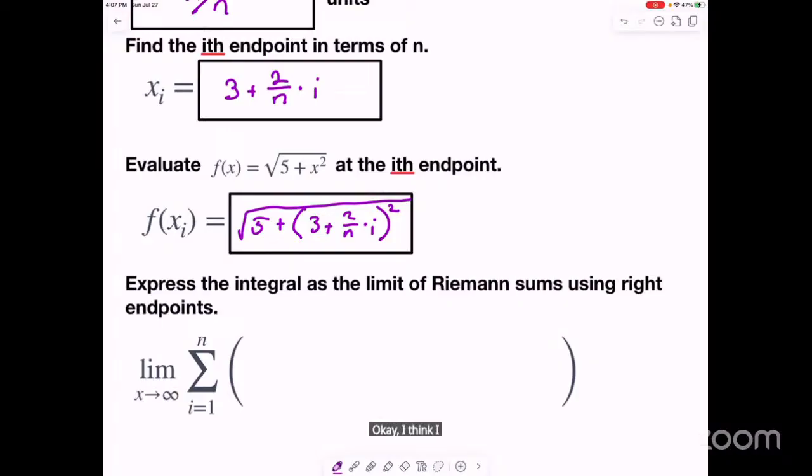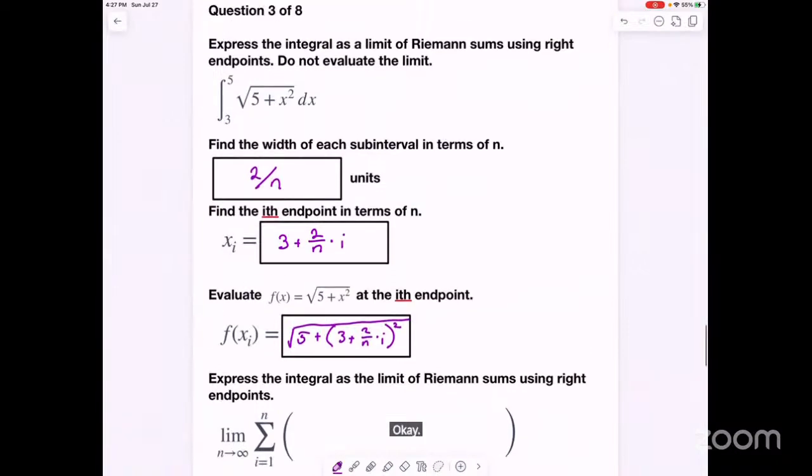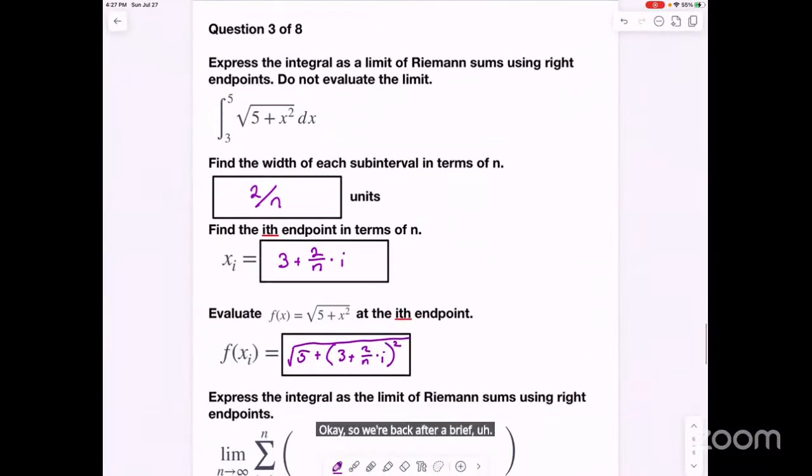Okay, I think I might look this one up. Let me think about it for a second. Okay, let me pause this. I might just redo this one. We'll see. Okay, so we're back after a brief pause. I was debating whether I was going to restart this one or not.